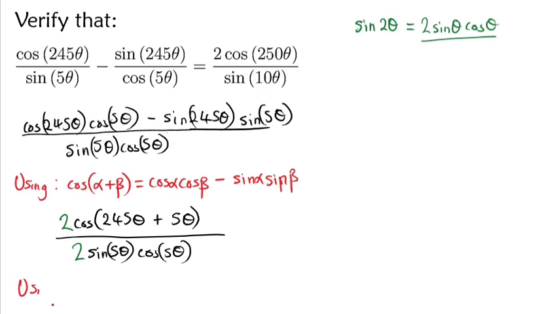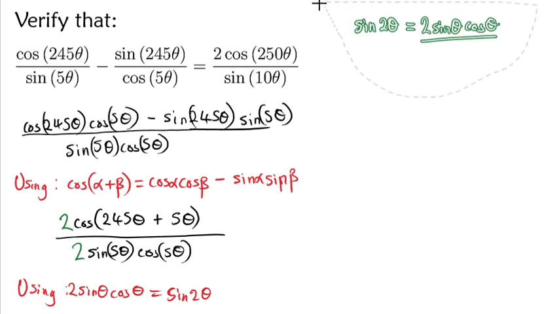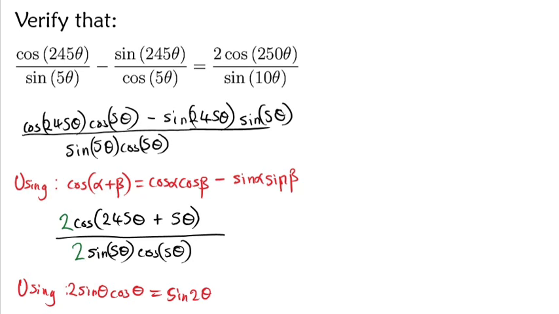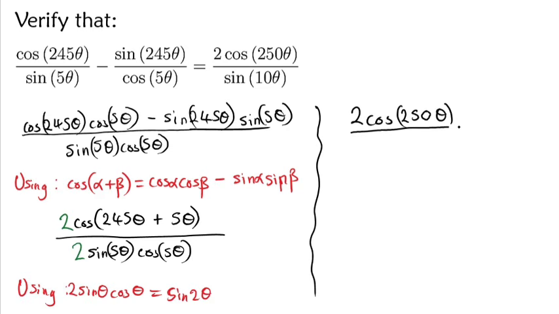I'll say using the identity 2 sine theta cos theta is equal to sine 2 theta. So using this identity, the 2 can cancel out, as you can see. So if you introduce it, then you are safe. So in the numerator now, let's bring it here. In the numerator, we have 2 cos of 245 plus 5, which is simply 250, so cos 250 theta, like that, divided by, in the denominator, I'm using the double angle identity.